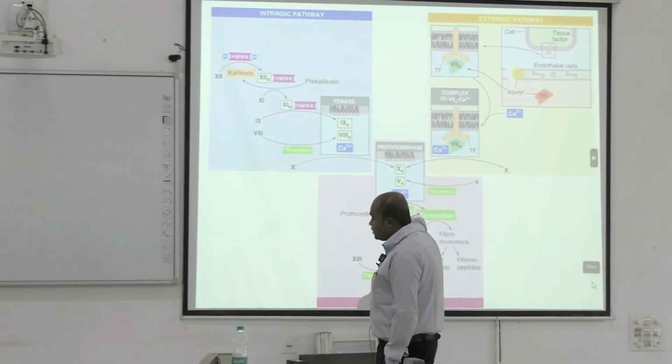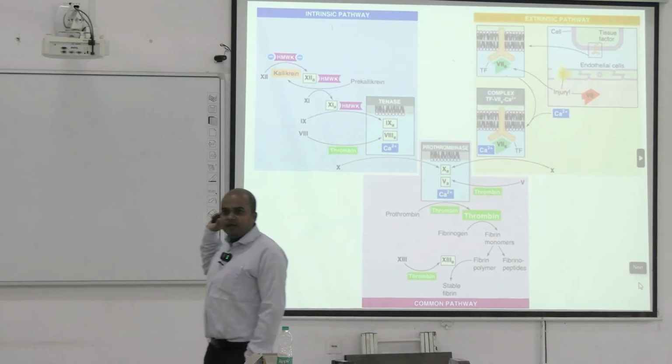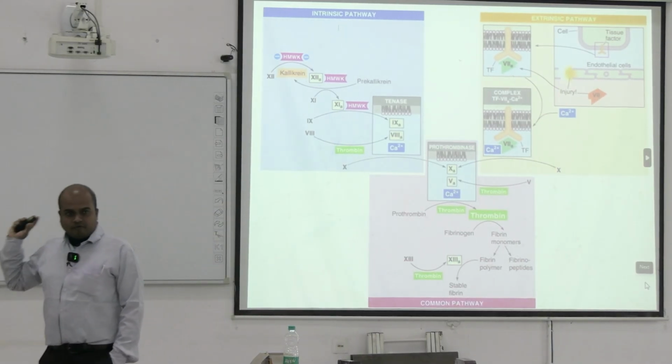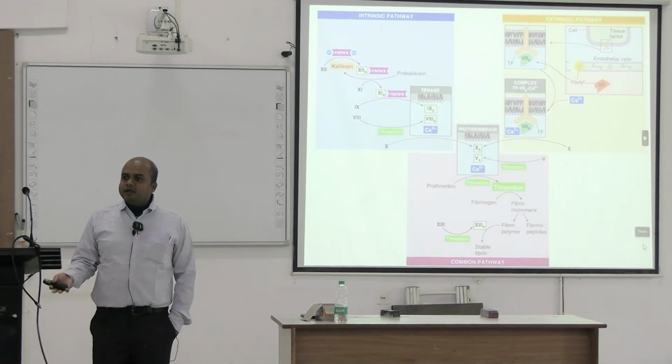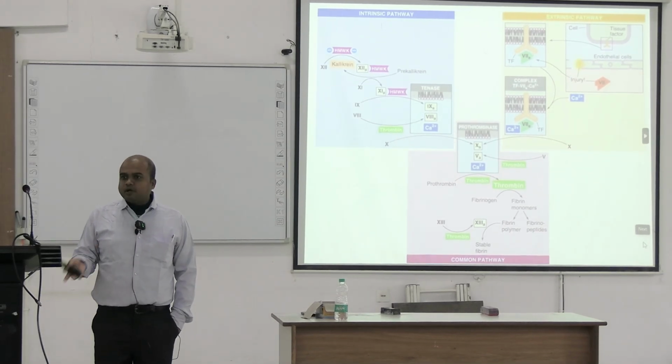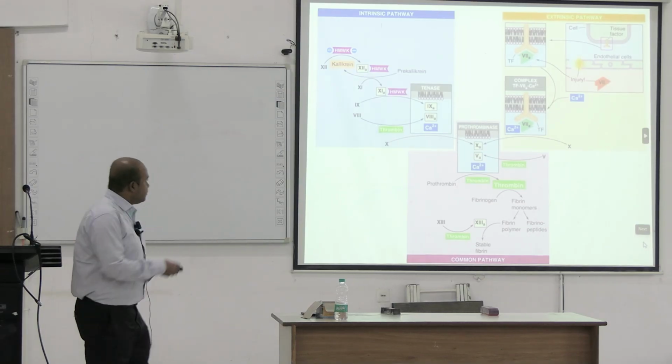One interesting thing is that thrombin itself can induce its own formation once it is formed. Prothrombin to thrombin conversion is induced by thrombin itself. This is a type of positive feedback, that means it accelerates its own production.